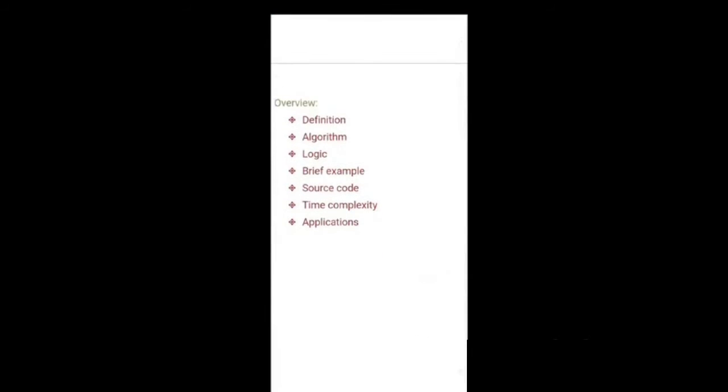So we discuss the Quicksort topic wise. First we discuss the definition, algorithm, logic, a brief example, source code, time complexity, and application. So first, the definition of Quicksort.